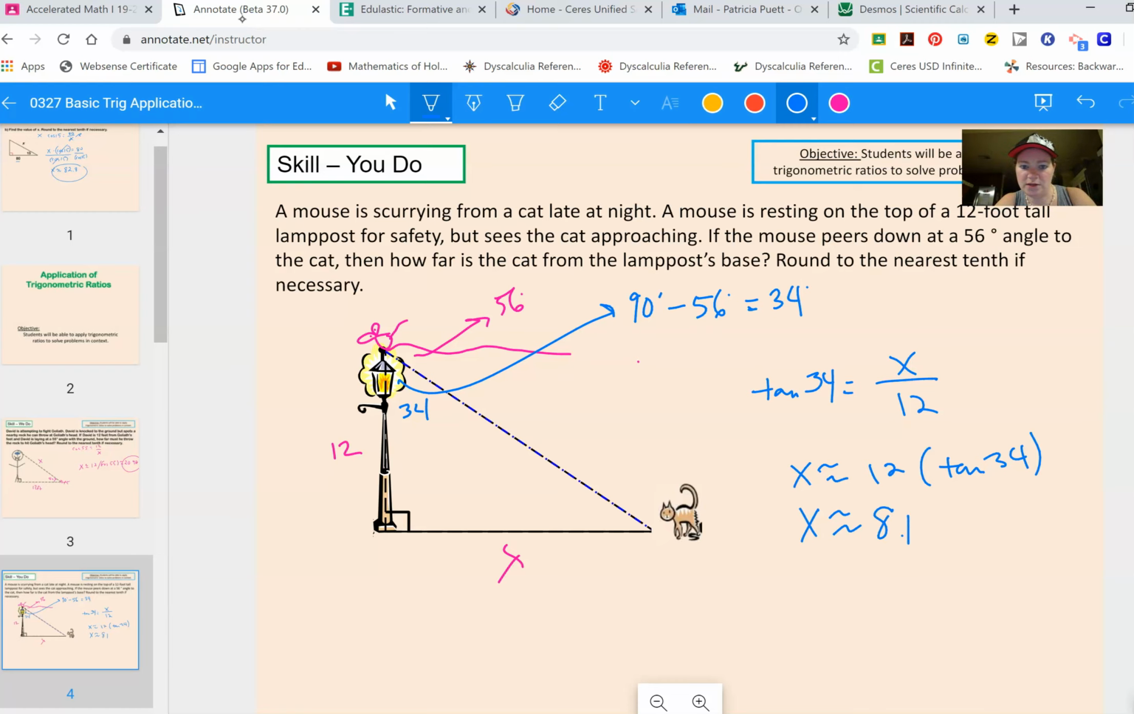8.1, and we are working in feet. Again, for the sake of time, I'm not going to write out the sentence, but how far is the cat from the lamppost base? The cat is about 8.1 feet from the lamppost base.